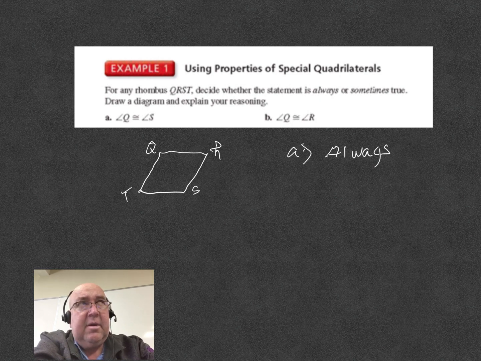And then we want to know if angle Q is congruent to angle R. Well, in this drawing that I've made, that is not true. But if it were a rectangle or a square, then it's sometimes true. So B is going to be sometimes true.